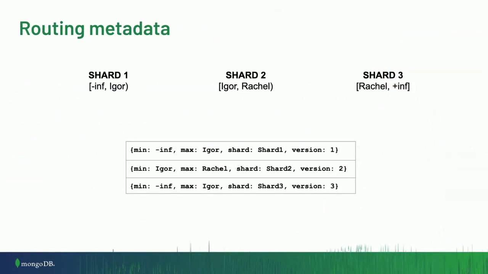the routing metadata looks something like this. It's basically a bunch of BSON documents which have this structure. It's the lower bound of the range, the upper bound of the range, what shard it's located on, and a version field, which I'm going to explain in a little bit. The version field is used to make sure that the cache that every node has is coherent with the actual state of the data.